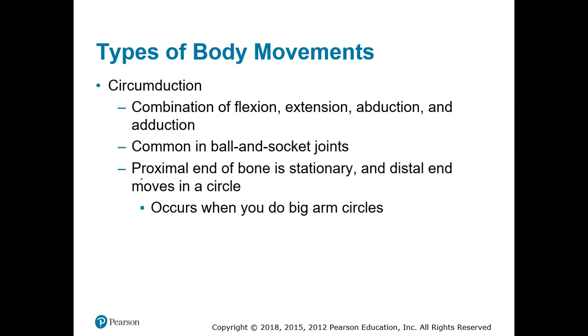And then the last major type of body movement is circumduction. Circumduction is a combination of flexing, extending, abducting, and adducting. These are super common in ball and socket joints, and a good example of this is when a softball pitcher does their pitch. The proximal end of the bone is stationary, so if we think about a softball pitch, that's where your humerus attaches into your pectoral girdle, and the distal end tends to move in a circle, like if you do big arm circles.